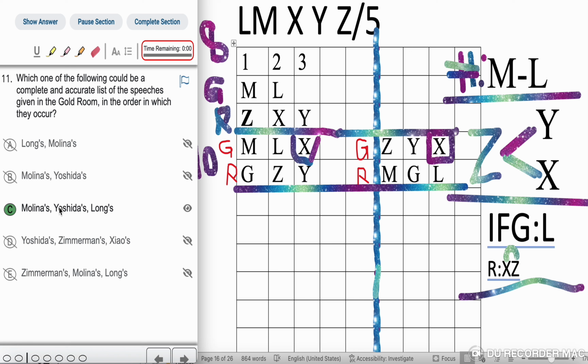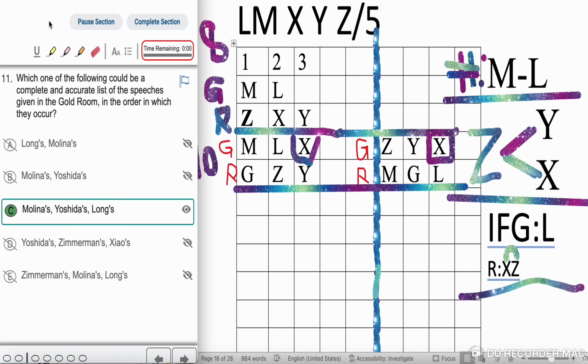Rules and regulations, M before L. There's no Z. If L is in the gold room, which is perfect, we don't see X and Z. So process of elimination and the conditions brought us to this answer. Go ahead and choose it. Answer C, M, Y, L is a complete and accurate list of the people who could be in that room. And just go ahead and copy that down for right now.